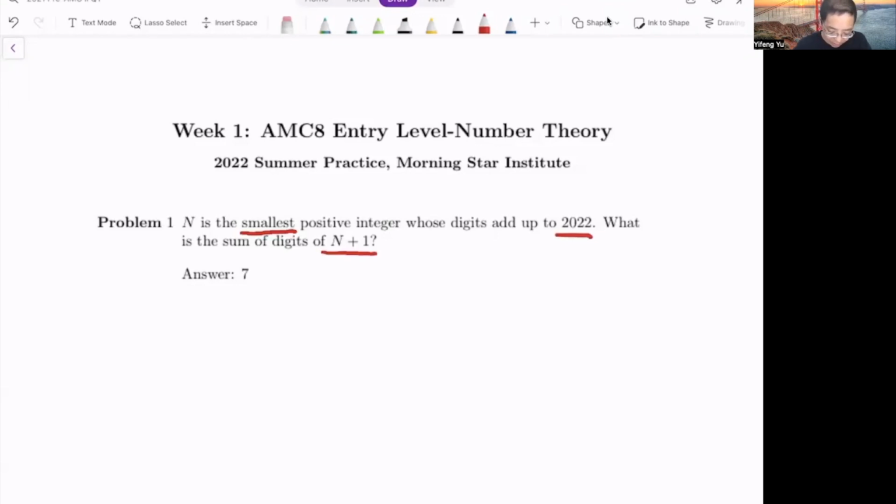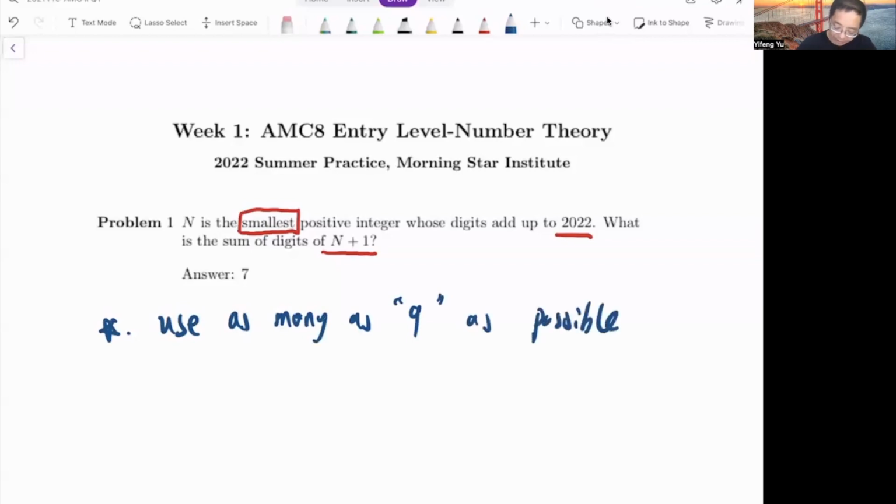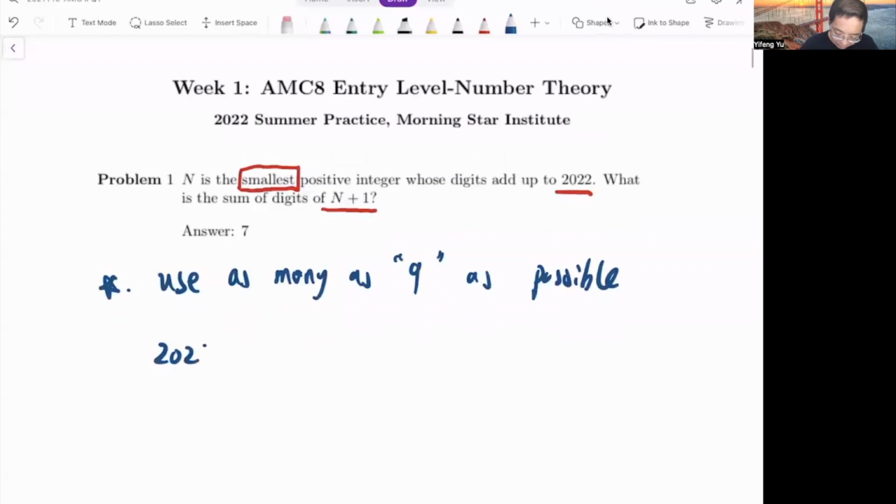So first here we see, in order to get the smallest n, what we need is for the number of digits of n to be as small as possible. That means we should use as many 9s as possible, right? So all we need to do is see how we can split 2022 into nines, and then we use this to divide by 9, right?